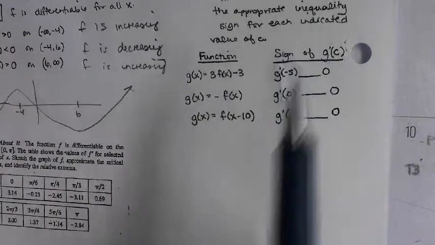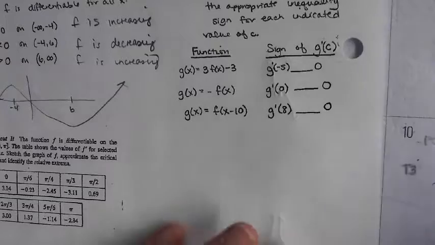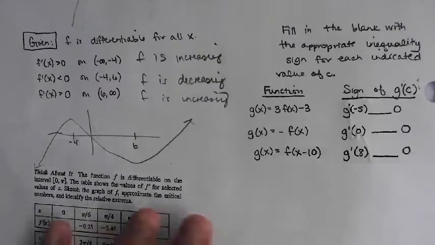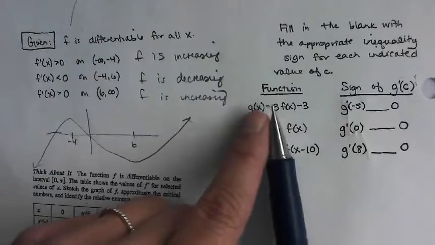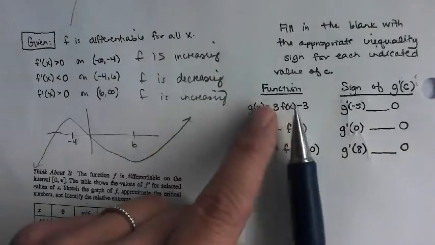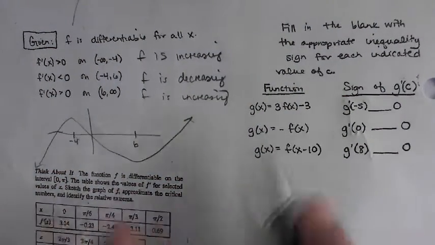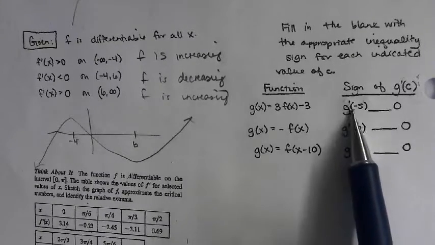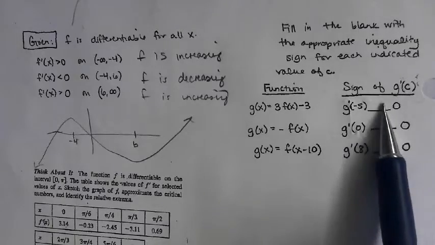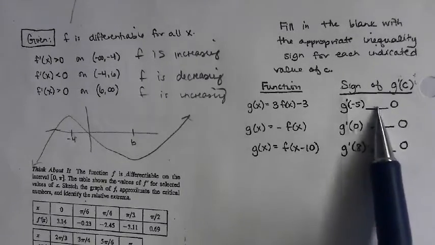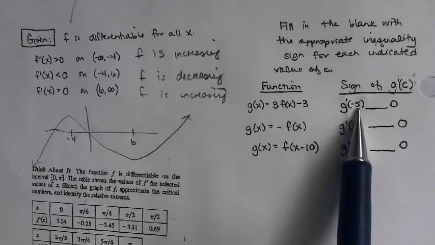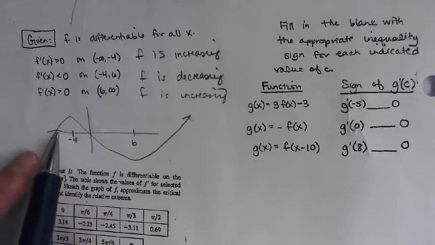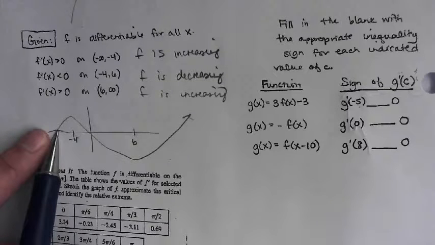So then fill in the blank with the appropriate inequality sign for each indicated value of c. So they're redefining a g of x, which is taking our f of x function, stretching it vertically by a factor of 3, and then shifting it down 3 units. And then asking you, what is the derivative? In other words, is it going to be greater than 0, positive, less than 0, negative, or equal to 0 at -5? So right at -5 currently, what is it? Is the derivative there greater than 0 or less than 0?